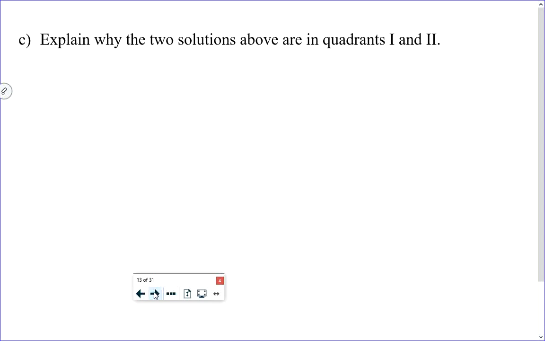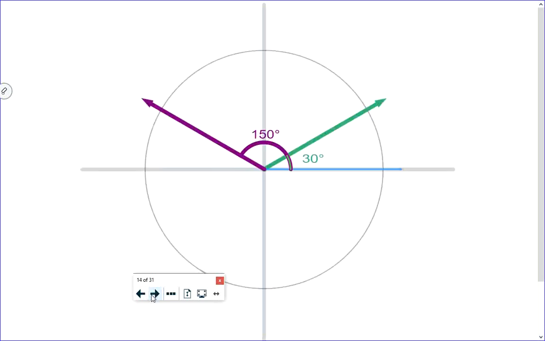Why are these two solutions in quadrants 1 and 2? Here are the two terminal arms. There's 30 degrees and there's 150 degrees. Why is it that these happen to be in quadrants 1 and 2? What's significant about those two quadrants? Evan? Y is positive. And why is the statement y is positive important in this question?